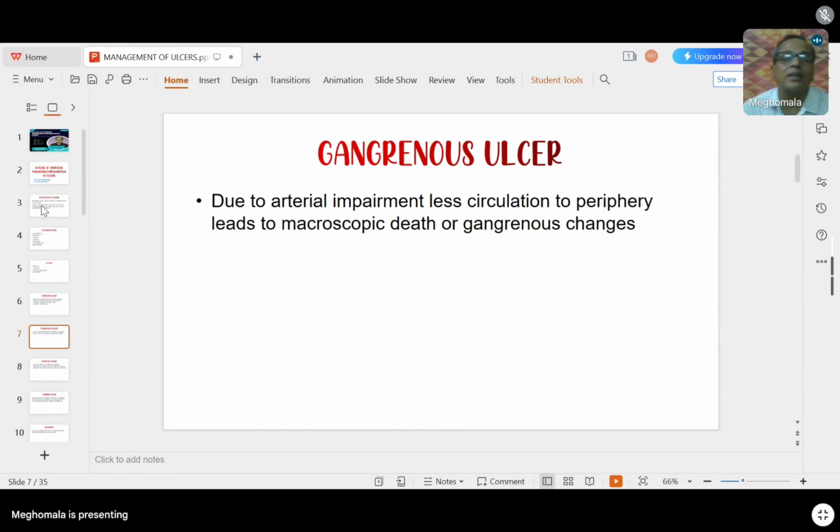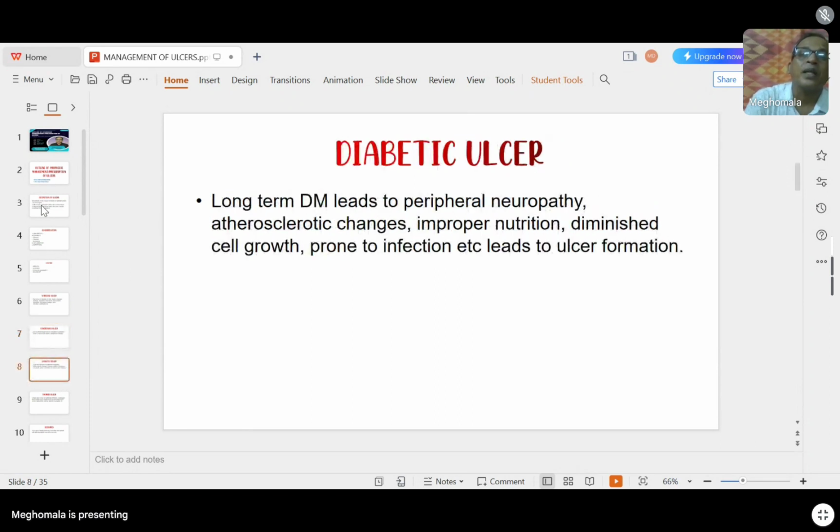Then there is gangrenous ulcer. Due to arterial impairment, less circulation to the periphery leads to macroscopic death or gangrenous changes, which is known as gangrenous ulcer. Then there is diabetic ulcer. All of us know that long-term diabetes mellitus leads to peripheral neuropathy, arteriosclerotic changes, improper nutrition, diminished cell growth, and as diabetic patients are always prone to infection, all these things lead to ulcer formation.